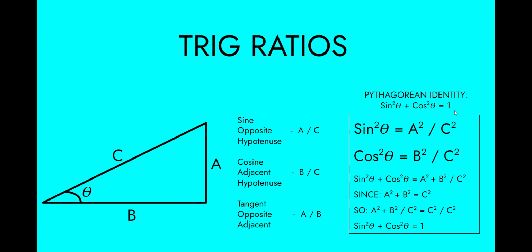Now knowing this, we can prove the Pythagorean identity: sine squared of theta plus cosine squared of theta equals 1, because it basically works out to be a squared plus b squared divided by c squared. And since we know a squared plus b squared equals c squared, that turns out to be c squared over c squared, which is equal to 1 because they're the same.